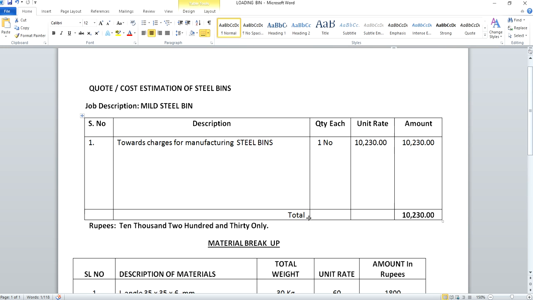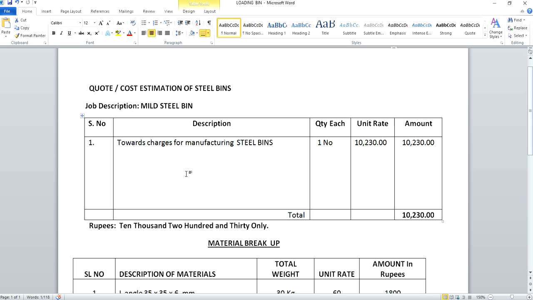Please do have a look at this tabular column, wherein our requirement here is just to fabricate one number of mild steel bin, and the material which we will be considering for fabricating the same bin will be mild steel, and our requirement is one number. So we need to make the cost estimation for one number of steel bin.